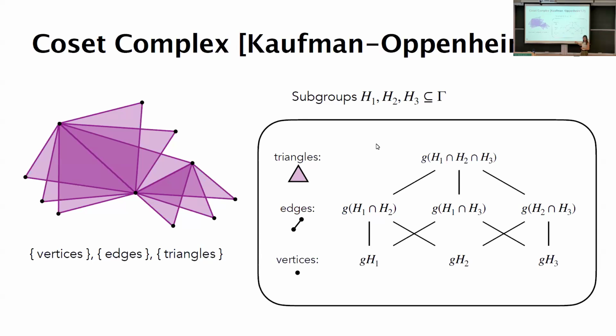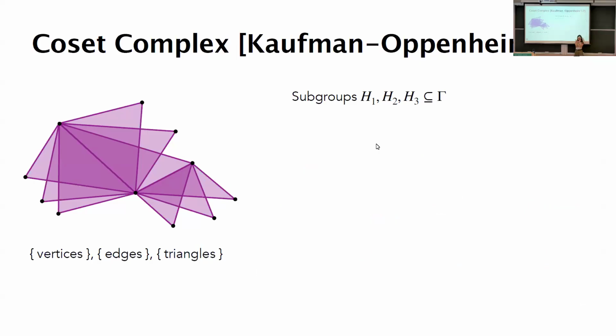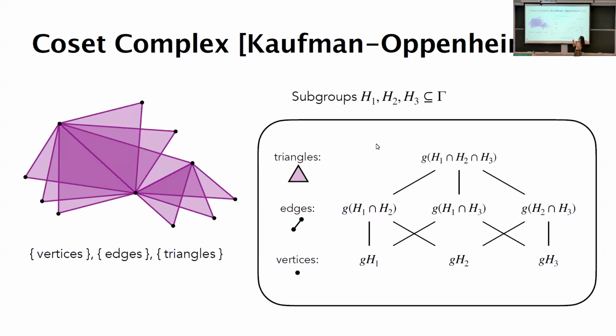Now let's get triangles. When do three vertices share a triangle? Let's say they're all contained in the same triangle if they share a common element. So there's some g in all three of these, and their intersection is g times the intersection of H1, H2, and H3. Also, when do two edges lie in the same triangle? It's when they also share some element, so you can intersect them that way too. All of this makes sense: things share connections if they share some element in the coset.